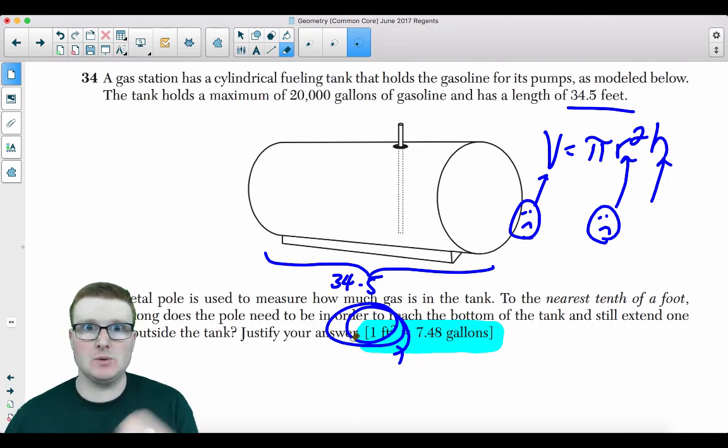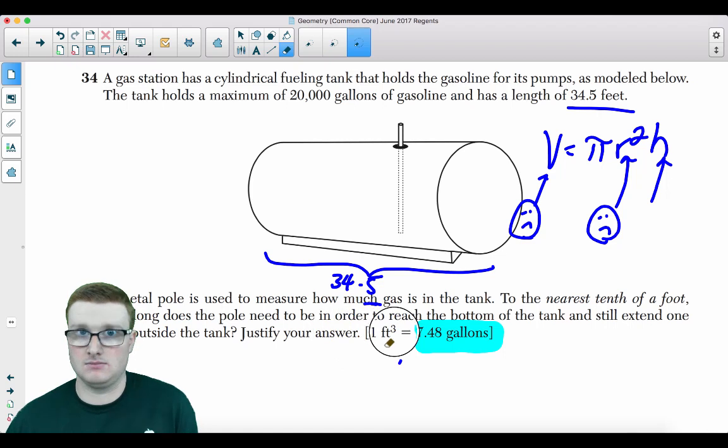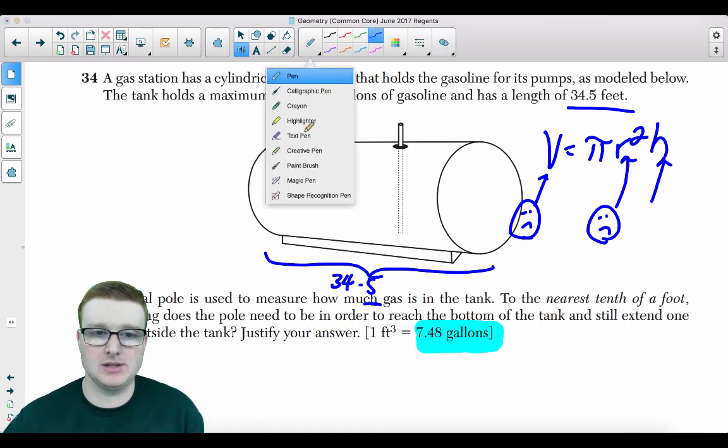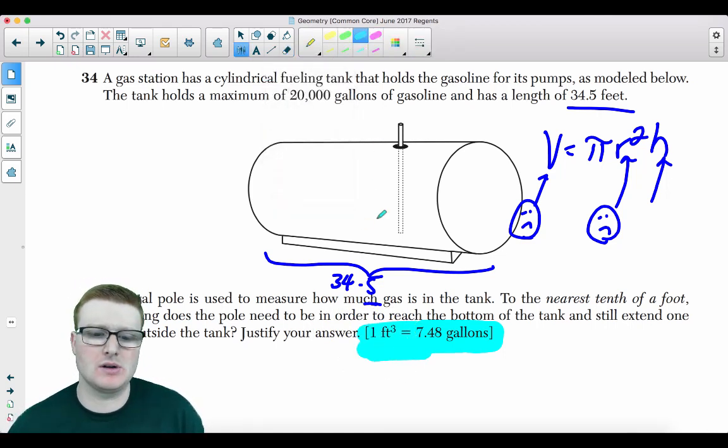You're working with feet and you're working with gallons. You need to convert gallons into feet. Are you in the picture so far? I hope so. I hope I explained that well because I was going on a rant there.